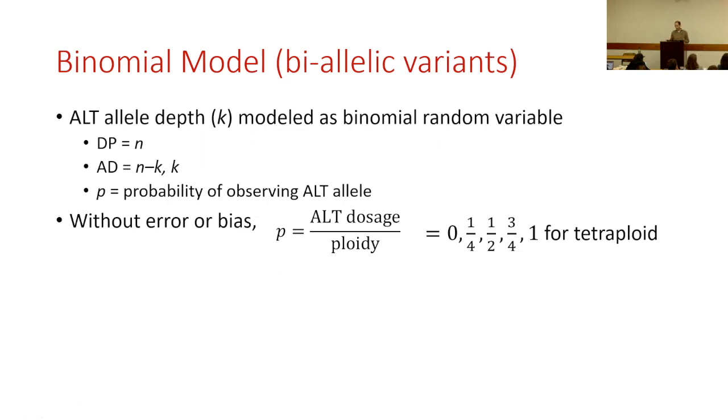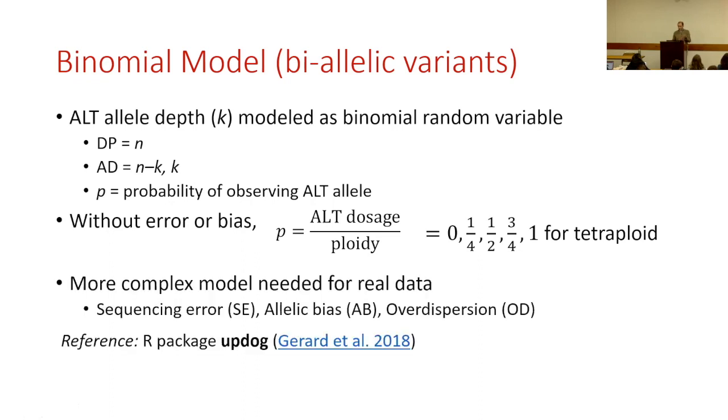So, for example, in a tetraploid, those p-values could be 0 to 1 in increments of a quarter based, again, on that dosage. In real data sets, that's not what happens. You have to account for these additional complexities like sequencing error and allelic bias, and furthermore, even with those, you just see more variation than you would expect mathematically.